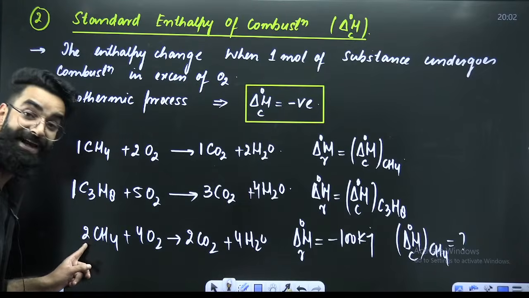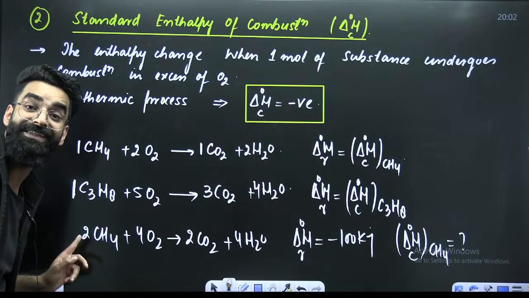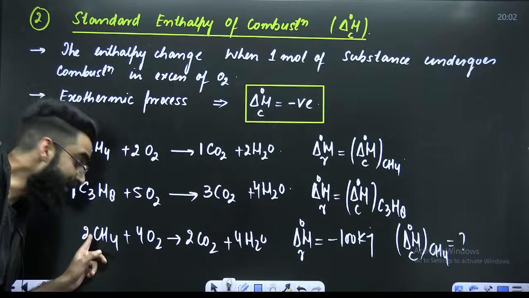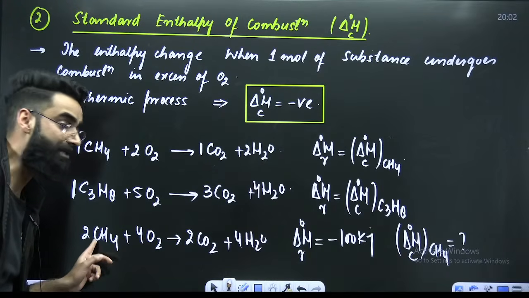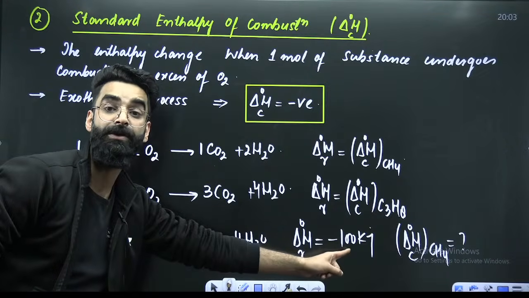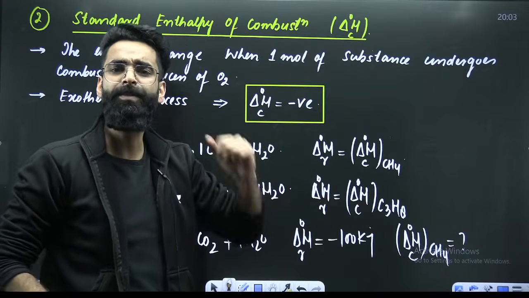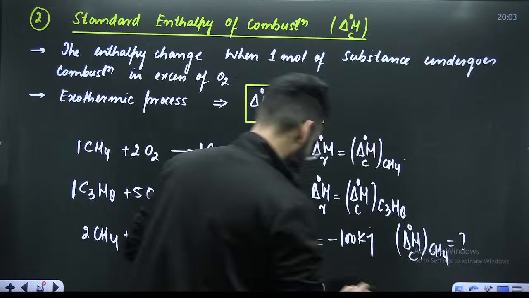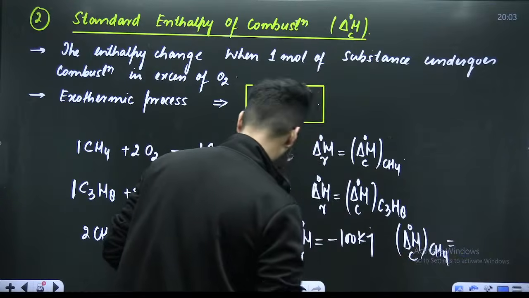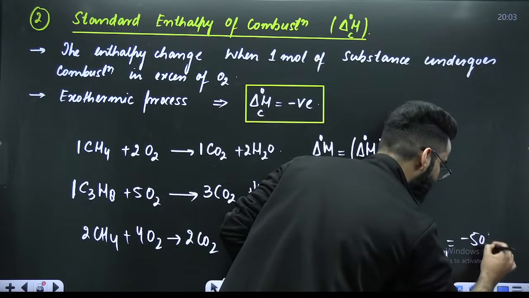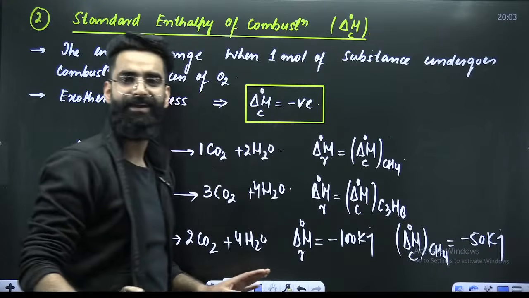See guys, in this reaction, look carefully. 2 moles of methane are undergoing combustion. So when 2 moles of methane are undergoing combustion, how much heat is released? 100 kilojoules. So when 1 mole of methane will undergo combustion, how much heat will be released? 50 kilojoules. Can I say the enthalpy of combustion of methane will be minus 50 because heat is being released?